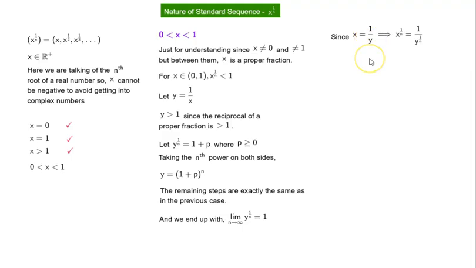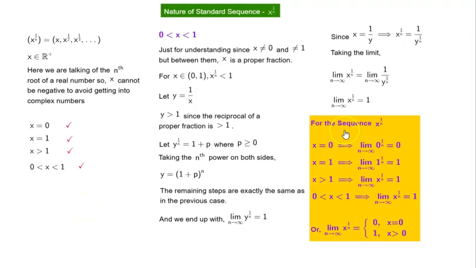So since x is equal to 1 by y, it implies x to the power of 1 by n is equal to 1 by y to the power of 1 by n. And x equal to 1 by y we got by rearranging x and y. Taking the limit as n goes to infinity of x to the power of 1 by n is equal to limit as n goes to infinity of 1 by y to the power of 1 by n. So which means limit as n goes to infinity of x to the power of 1 by n is equal to 1. So the fourth case is also addressed.